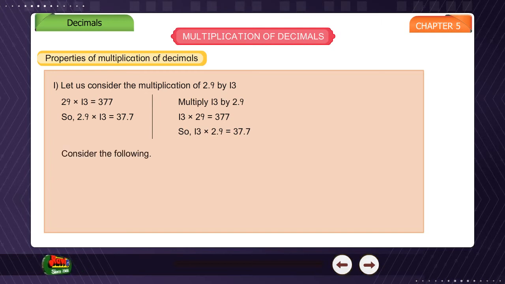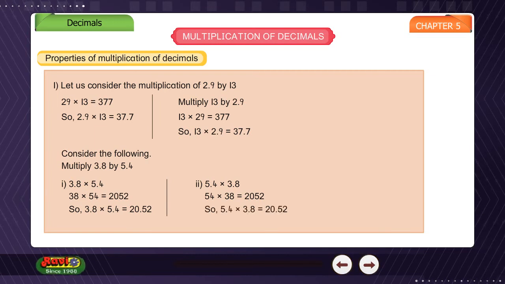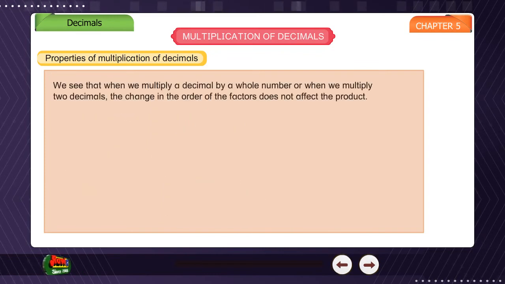Consider the following. Multiply 3.8 by 5.4. 1. 3.8 into 5.4. 38 into 54 is equal to 2052. So 3.8 into 5.4 is equal to 20.52. 2. 5.4 into 3.8. 54 into 38 is equal to 2052. So 5.4 into 3.8 is equal to 20.52. We see that when we multiply a decimal by a whole number or when we multiply two decimals, the change in the order of the factors does not affect the product.